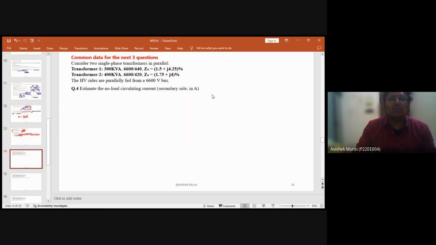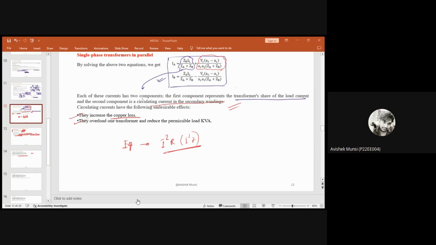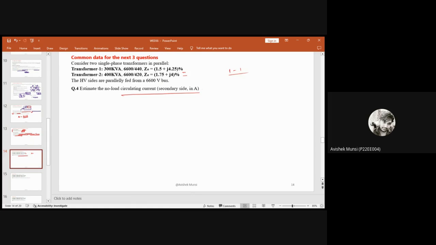So regarding parallel operation, we will solve some questions today. Here it is given that two single phase transformers are connected in parallel. Both transformers have these ratings and you have to calculate the no load circulating current. So just put down the formula which I have given over here. Write it in your copy, and then you will be able to solve the question. Take a snap of this formula and try to solve this. I'm giving two choices.